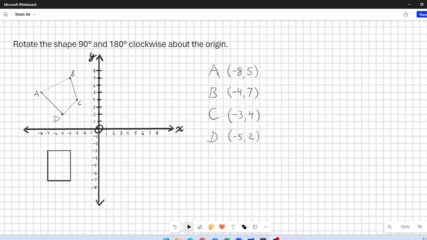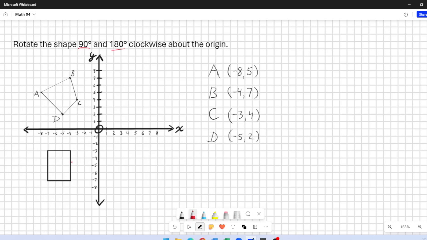This is definitely by far the trickiest one to do. So I'm hoping this will be explained properly and give you a little help. When we rotate, again, we have to specify the number of degrees and what point we're going to rotate around. So what we want to do is rotate this shape 90 degrees and 180 degrees clockwise about the origin.